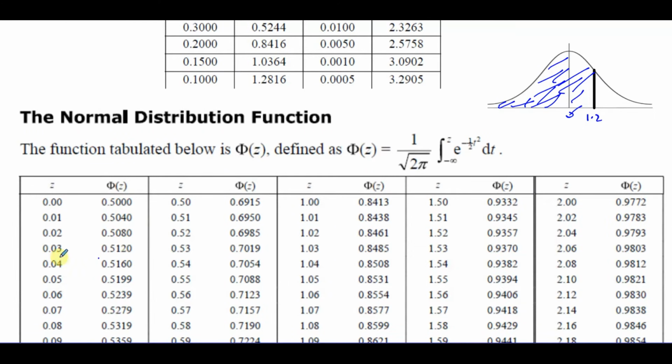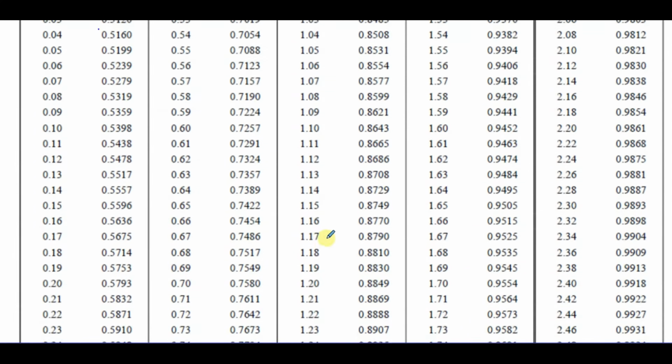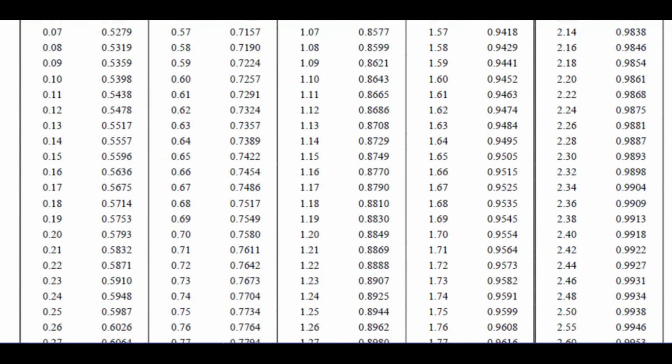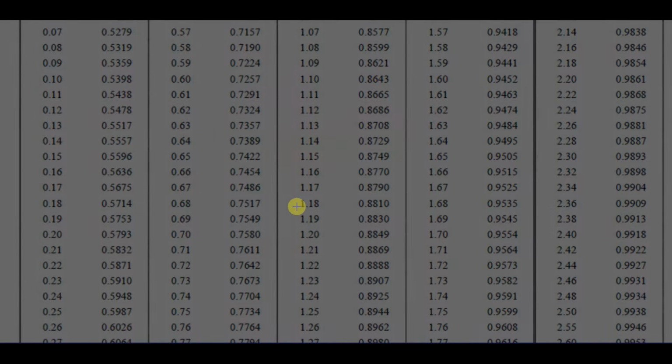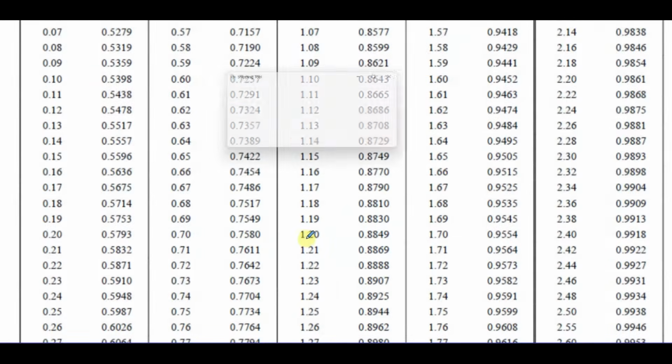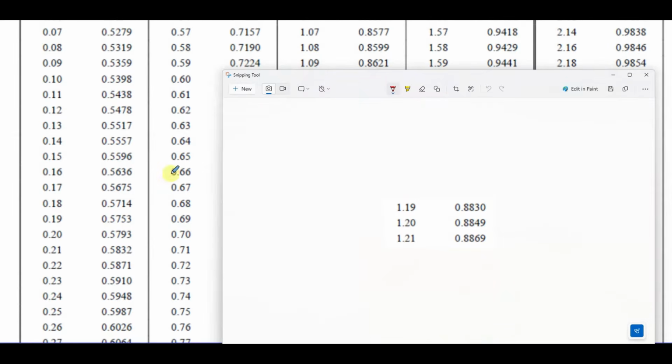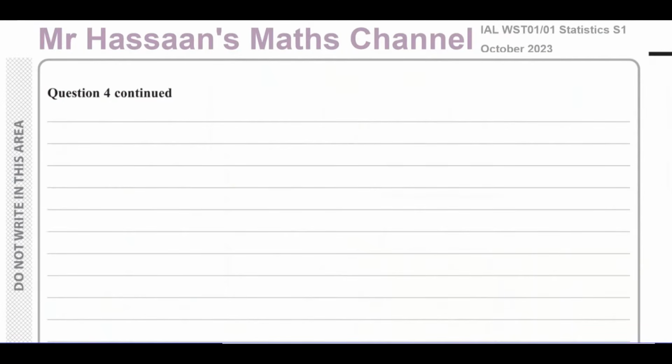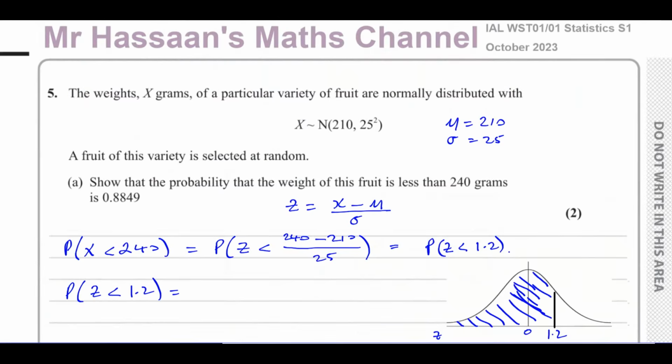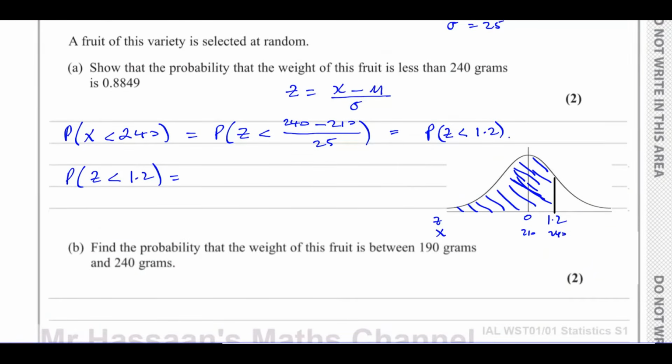So if we go to Z as 1.2, we'll see over here, this is what we're looking for. The Z value of 1.2 is over here. I'm going to take that and put it on this side, and I'm going to paste it here.